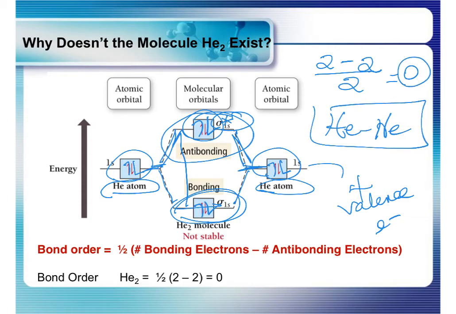What on earth does that mean to have a 0 bond order? That means no bond forms, okay? So you can pretty much see that intuitively too. If you look at this diagram, if bonding electrons and anti-bonding electrons exactly cancel each other out, there's going to be no bond, okay? There's going to be a bond order of 0.